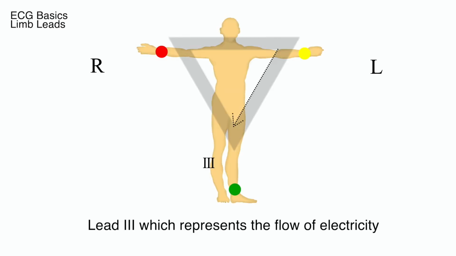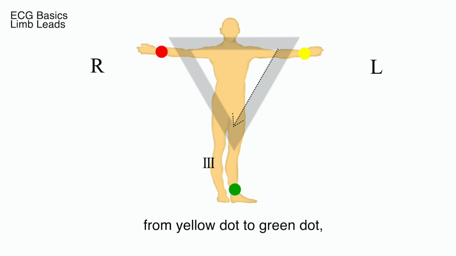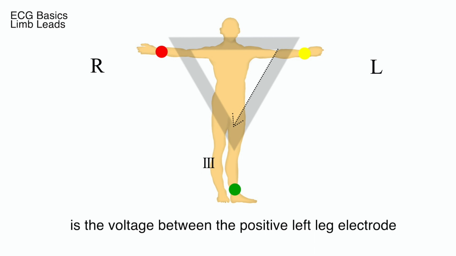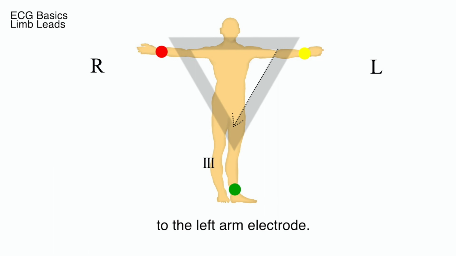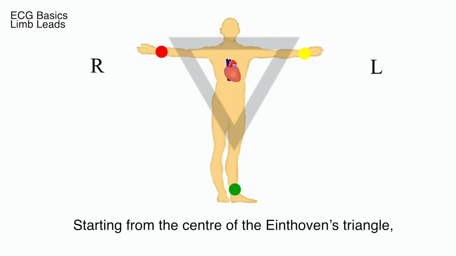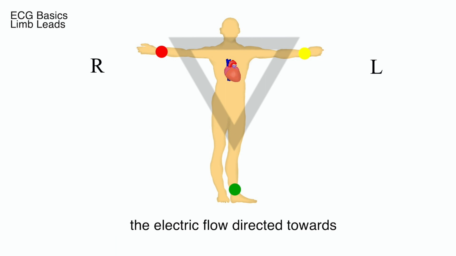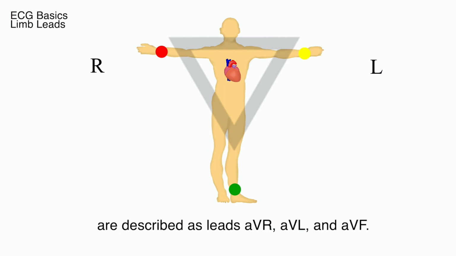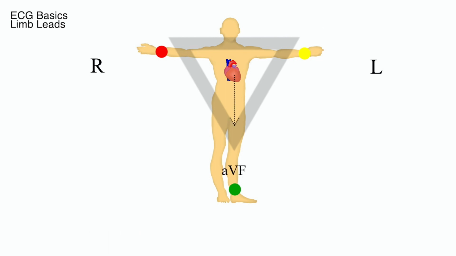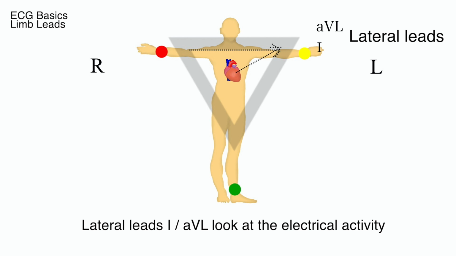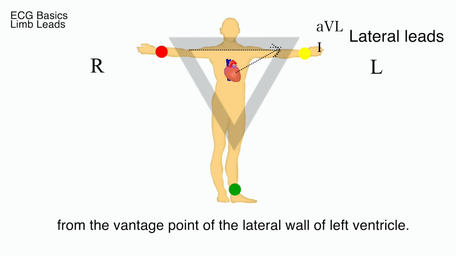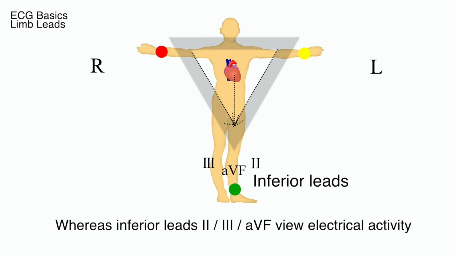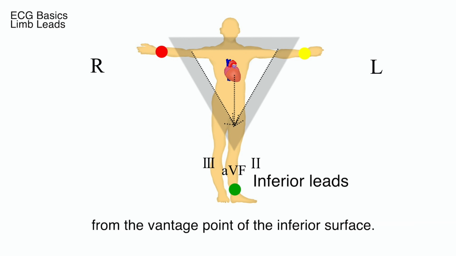Lead 3, which represents the flow of electricity from the yellow dot to the green dot, is the voltage between the positive left leg electrode and the left arm electrode. Starting from the center of Einthoven's triangle, the electric flow directed towards the right arm, left arm, and left leg respectively are described as leads AVR, AVL, and AVF. Lateral leads 1 and AVL look at the electrical activity from the vantage point of the lateral wall of the left ventricle, whereas inferior leads 2, 3, and AVF view electrical activity from the vantage point of the inferior surface.